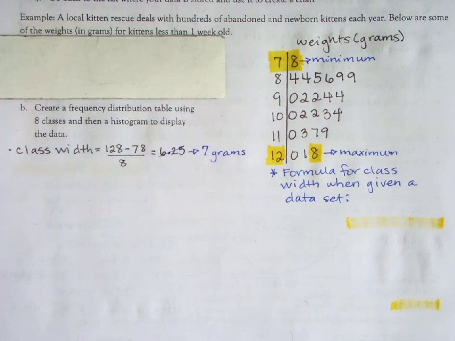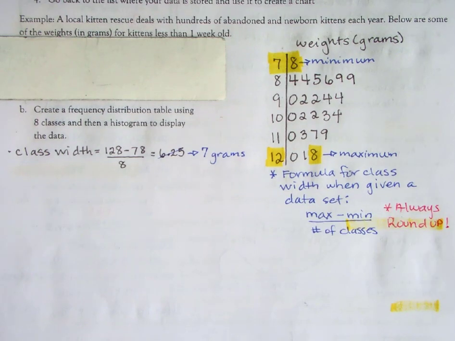So when you have a specific data set and you want to use a formula to find the class width, here's the formula you're going to use. Take the maximum data value, subtract off the minimum data value, divide by the number of classes, and no matter what the decimal value says, always round the answer up. And also, don't forget the units. Again, we are working with weight in grams, so my class width is going to be 7 grams.